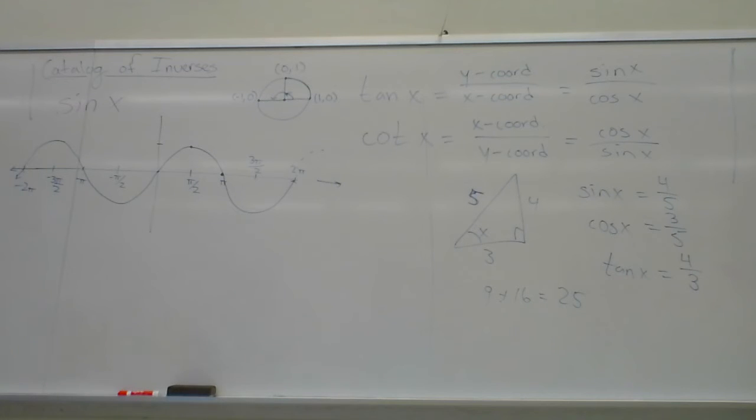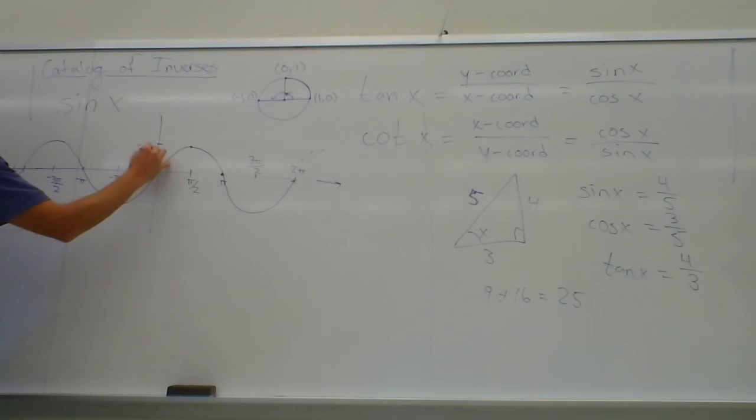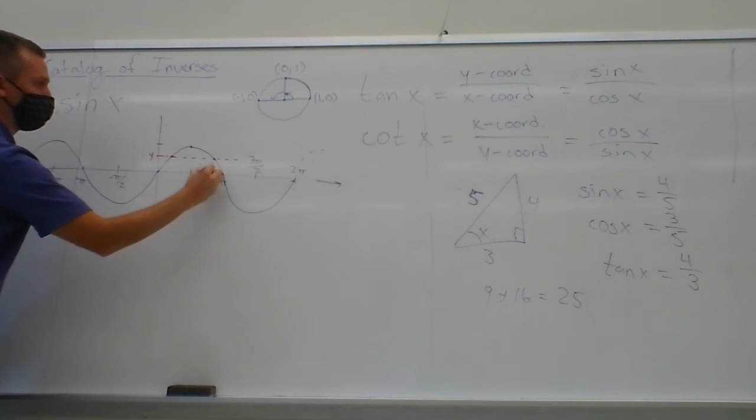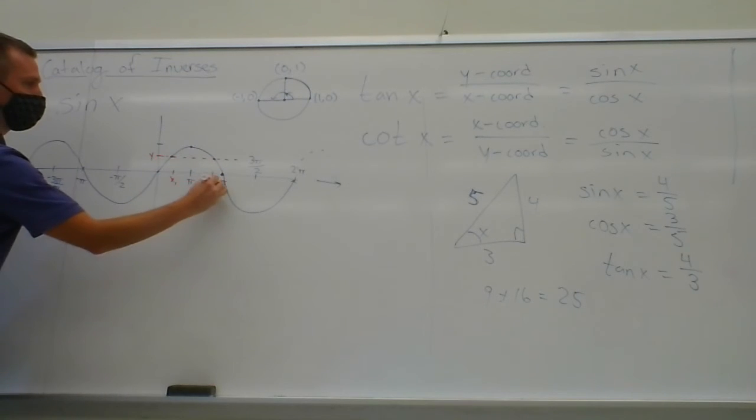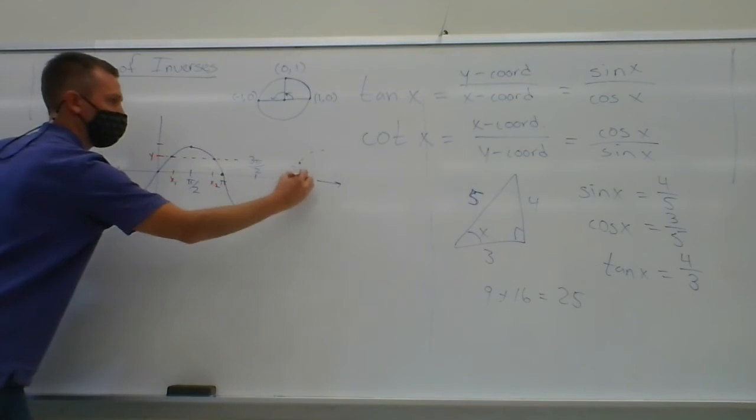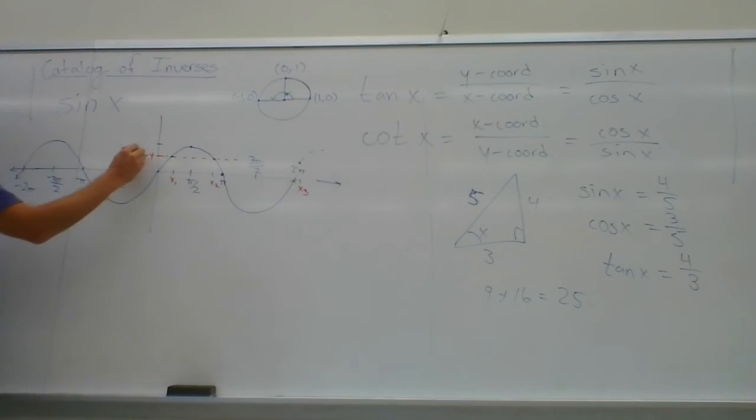Anyone else? What does the horizontal line test tell you? The points can't pass through like x values. You can have multiple x values. Right. Okay. So if I pick a y, horizontal line, there's one, there's two. Keep going, there's a third one here. There's a fourth one. Here's a fifth one. There's more, there's an infinite number of them, right?